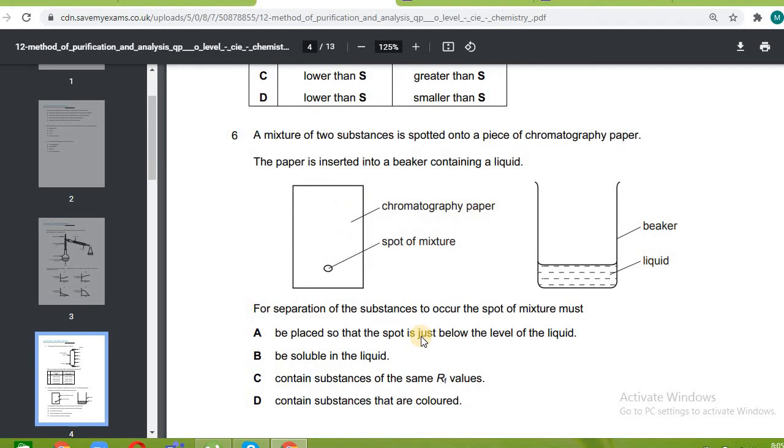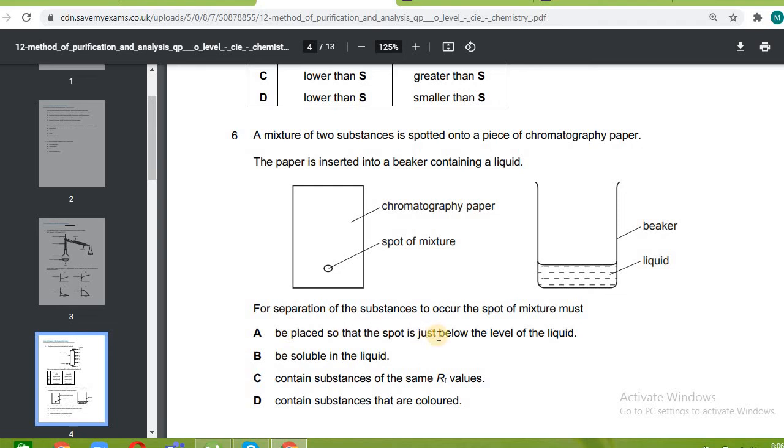The next question is, a mixture of two substances is spotted on a piece of chromatographic paper, and the paper is inserted in a beaker containing a liquid. This liquid is the solvent in which the components should be soluble. According to the process of chromatography, we know that the spot of the mixture is placed over the chromatographic paper on the baseline, and then this paper is dipped into the container, making sure that the mixture drop shouldn't be dipped into the liquid, otherwise it will be dissolved into the liquid and we cannot proceed with the correct process.